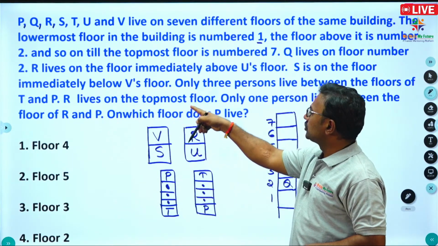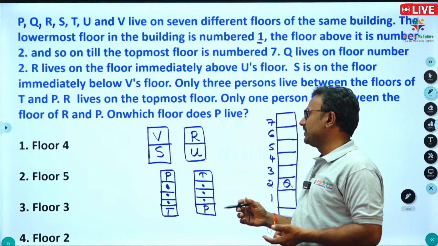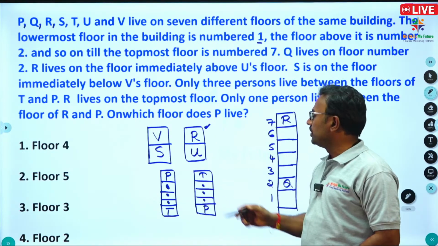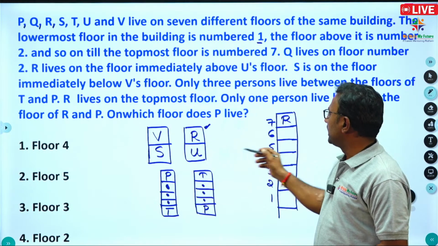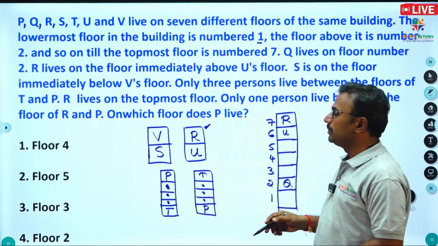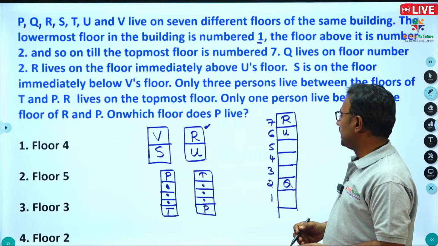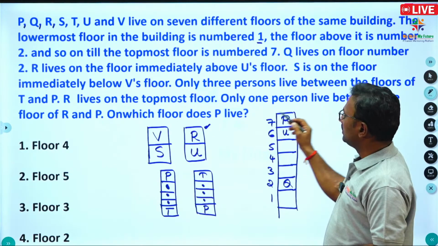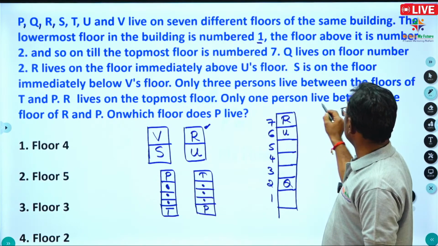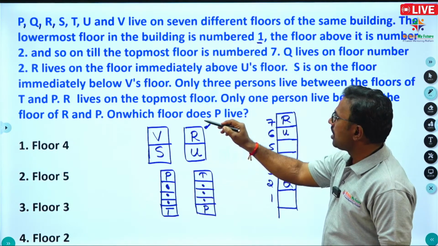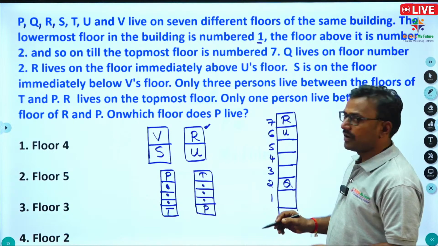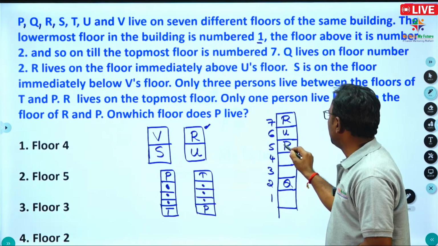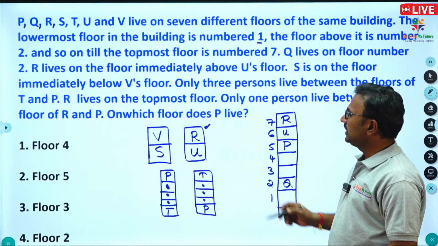So R lives on the topmost floor. Here they gave the information about R. So R lies on the topmost floor. So according to this condition, we can write U is immediately below R. Okay, right? And only one person lives between the floors of R and P. Okay, R and P, only one person. Here is R, and we can write here P. Okay, we can write P.